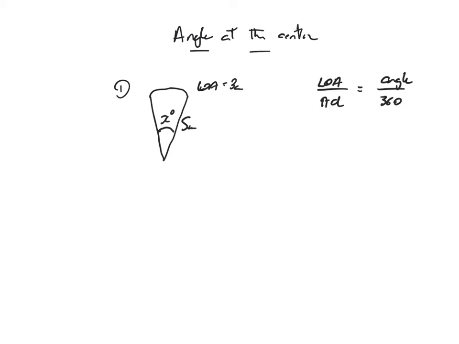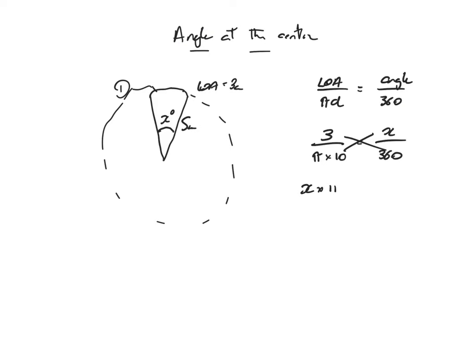Okay, let's put some numbers into that then. The length of the arc is equal to 3, so where I see length of arc, put in 3. So it's 3 over pi times the diameter. Now just be careful. We've been given the radius there, which is 5, but the diameter would be the line that goes right across, which would be 10, is equal to the angle over 360. The angle is x degrees, x over 360. Then we cross multiply. So x times pi times 10 is equal to 3 times 360.